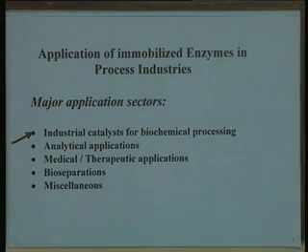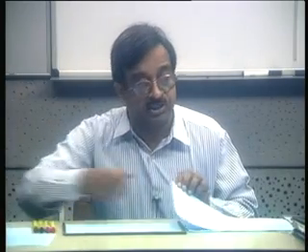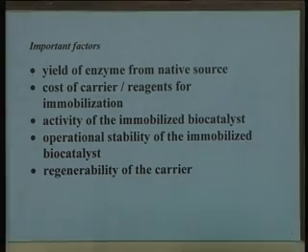Now, we will be essentially looking today at the first application sector, where they are used mainly as industrial catalysts. For their use as industrial catalysts, some of the important factors which have to be kept in mind are the yield of enzyme from native source. I think the original enzyme itself has to be chosen which is desirable for any industrial process, both in terms of operational characteristics as well as the effect of other impurities or other conditions which prevail in the feed stream. They must be able to tolerate it, and the enzyme must be available.